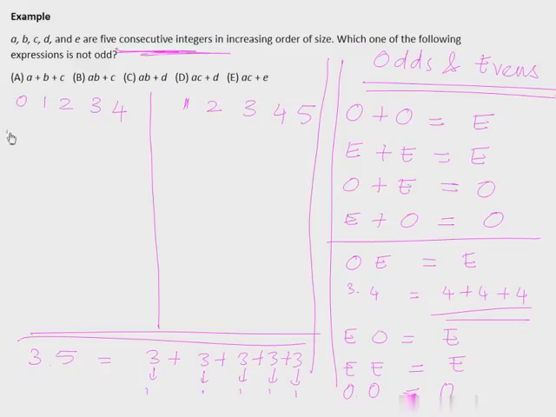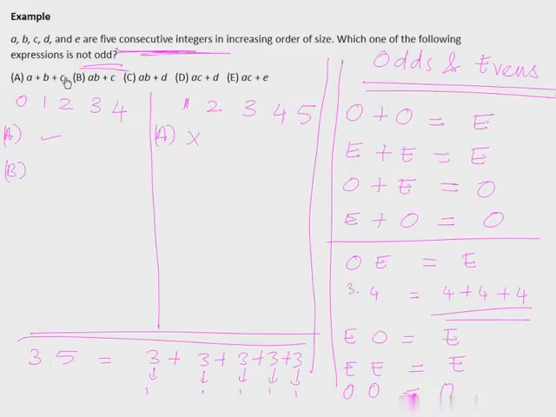So let's try A. A plus B plus C. That's 0 plus 1 plus 2. That is odd. What about A here? That's odd. So I don't need to try it here because they're asking which of the expressions is not odd, and it is odd. So I don't need to try it. B. It should turn out to be not odd in both cases. Then I can pick that answer. If it turns out to be odd in one case, then I can't pick that answer.